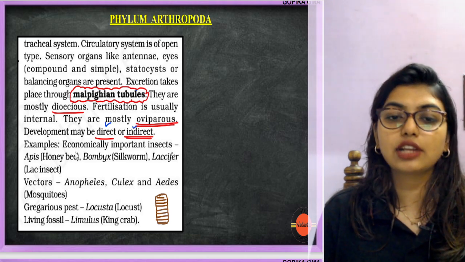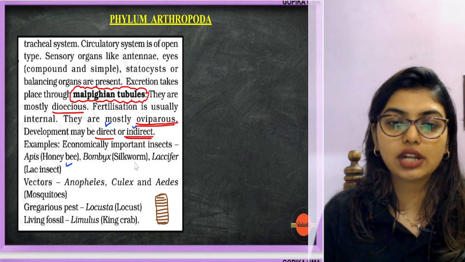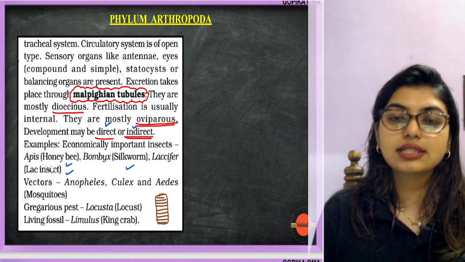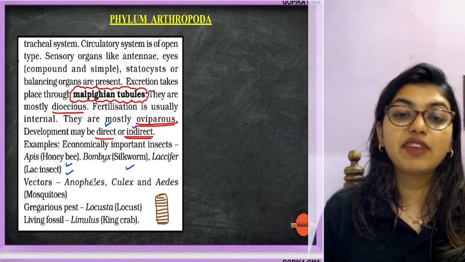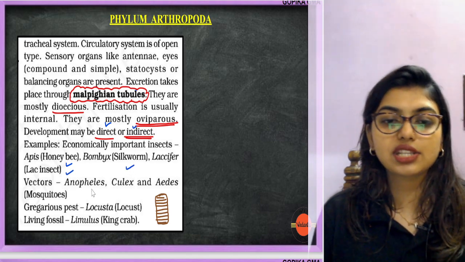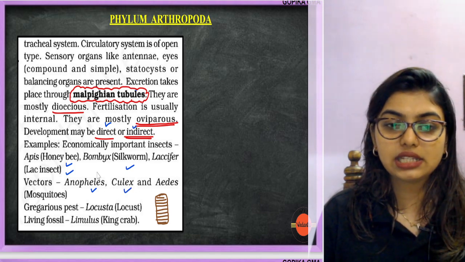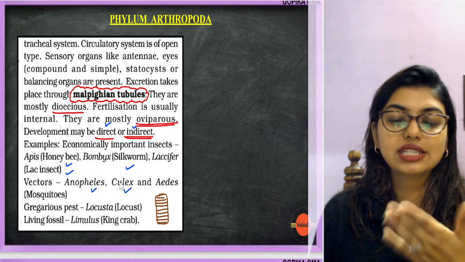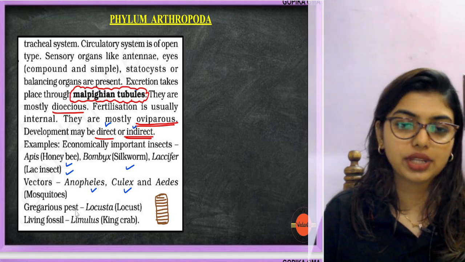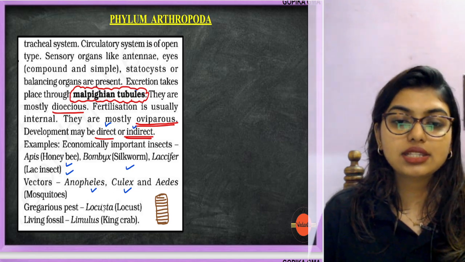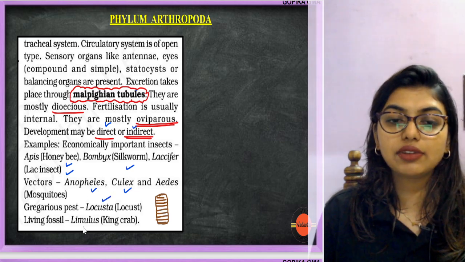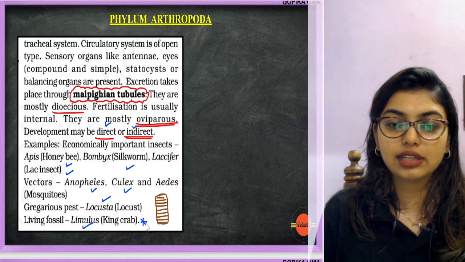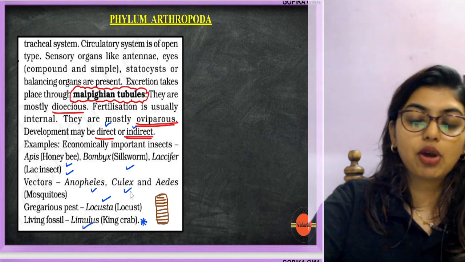Now examples. Economically important insects are going to be honeybee, silkworm, lac insects, which are giving something. Vectors, that is the carriers of disease, are going to be Anopheles, Culex and Aedes mosquito. Anopheles mosquito causes malaria, Culex causes elephantiasis, and Aedes mosquito you'll be studying in chikungunya and dengue. Now Gregarious pest is going to be locust, and living fossil is going to be Limulus or king crab. Now these are the things about your Arthropoda.